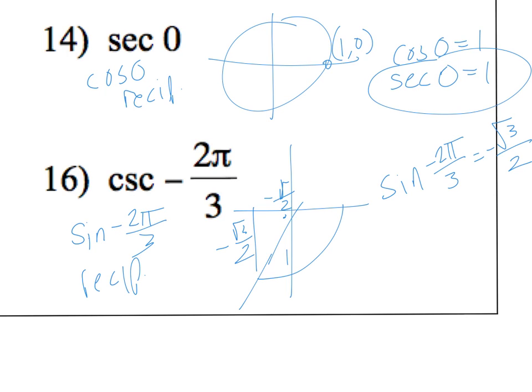And from here, I'm going to find cosecant by taking the reciprocal. So cosecant of negative 2 pi over 3 is negative 2 over the square root of 3. If you'd like to rationalize the denominator for this, that'd be multiplying the top and bottom by the square root of 3. You could also write this as negative 2 square roots of 3 over 3.